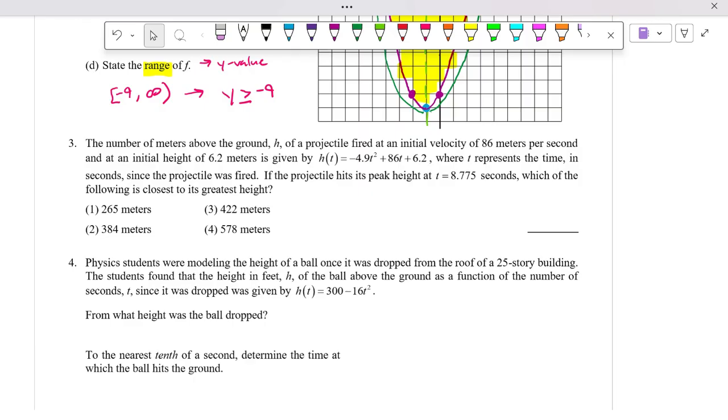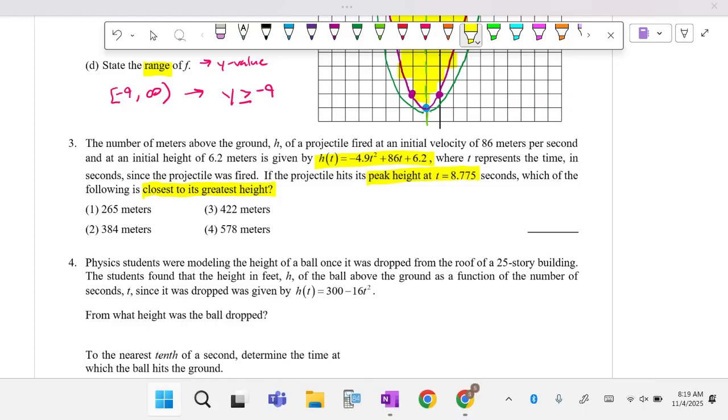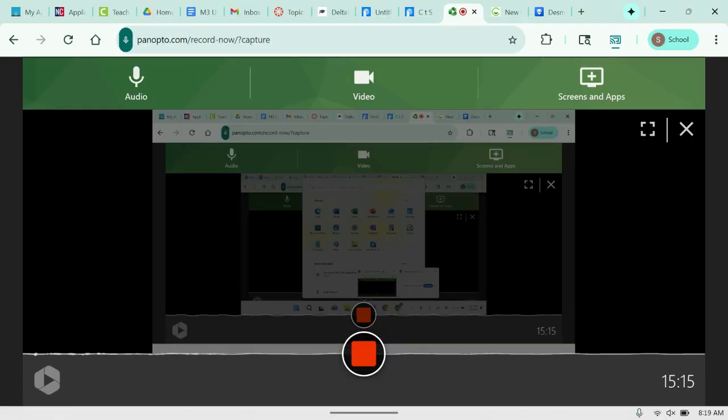So, a projectile is fired at an initial velocity of 86 meters per second with an initial height of 6.2 meters given by this function. So they already gave us the function, where t represents the time in seconds of the projectile fired. The projectile hits peak height at t equals 8.775 seconds. Which of the following is closest to the greatest height? So, I'm going to graph this in Desmos.